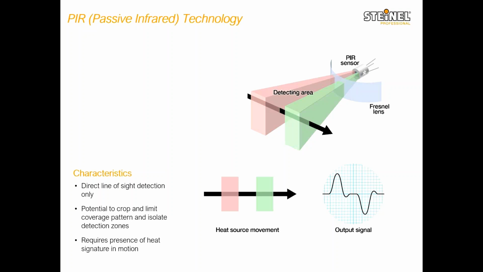So any random vibration of a wall or a glass will not trigger the sensor.